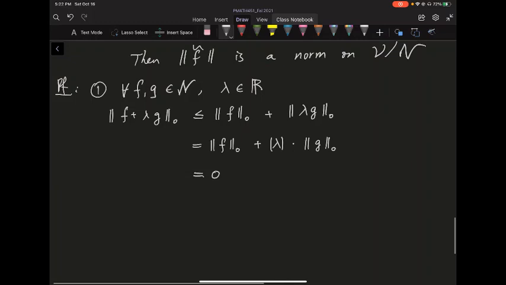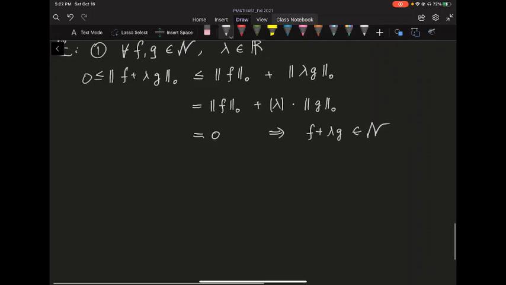Okay. And I should say the semi-norm is always non-negative. So because it's non-negative and less than or equal to 0, it's equal to 0, and we have f plus lambda g is inside N. All right, so this basically shows N is a vector space. Now let's prove the quotient is a normed vector space.